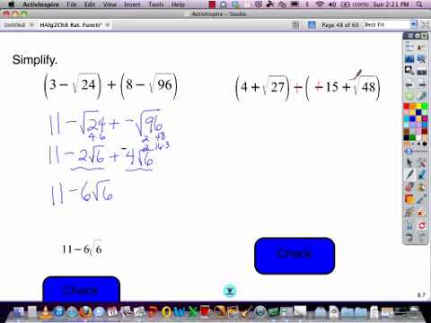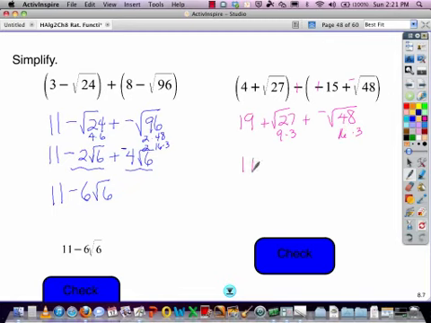4 plus 15 is 19. We've got our radical 27 that we can simplify, plus a negative radical 48. And again, you're looking for the biggest perfect square number in each of those. So I'm going to go 9 times 3 for 27 is my best look because we're doing square roots. And we learned that the 48 was a good 16 times 3 from that last problem.